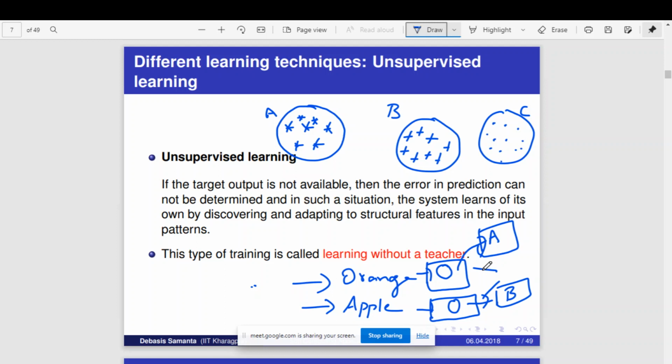Could someone say what the difference is between supervised learning and unsupervised learning? What will unsupervised learning do? Based on the features, it categorizes. It gives some label like A, B, C. It doesn't know the actual name.